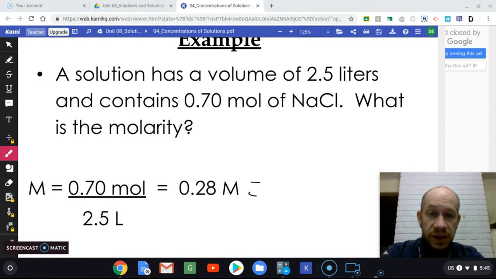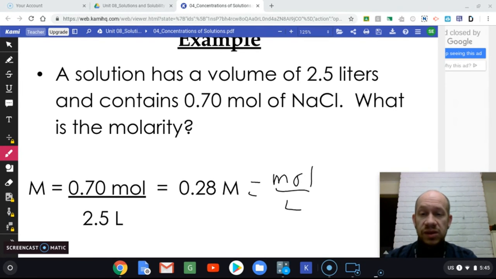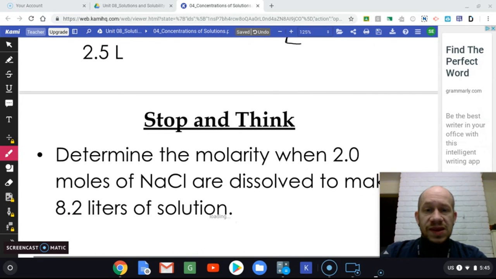Molarity can also be translated directly into moles per liter. So that's something that you'll need to recognize for later. So stop and think.